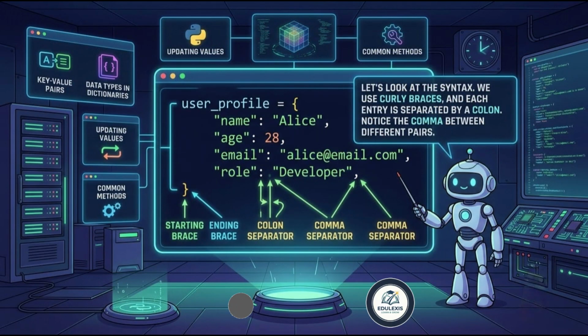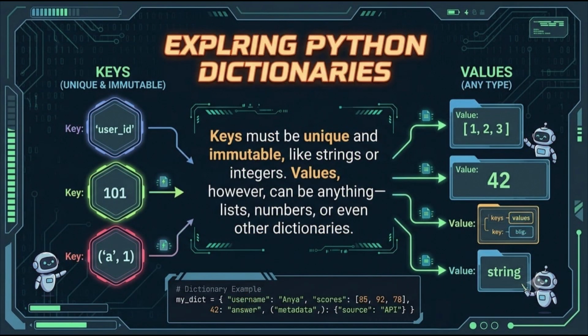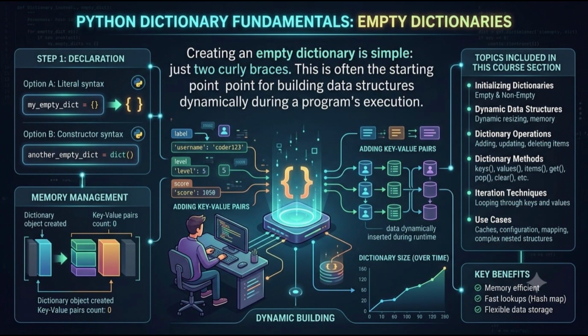Let's look at the syntax. We use curly braces, and each entry is separated by a colon. Notice the comma between different pairs. Keys must be unique and immutable, like strings or integers. Values, however, can be anything: lists, numbers, or even other dictionaries. Creating an empty dictionary is simple, just two curly braces. This is often the starting point for building data structures dynamically during a program's execution.